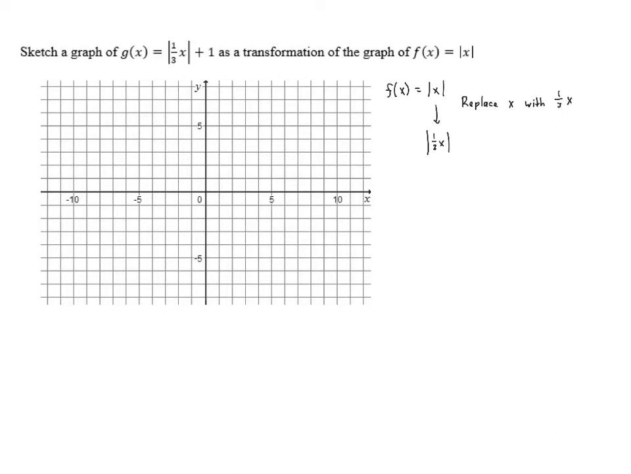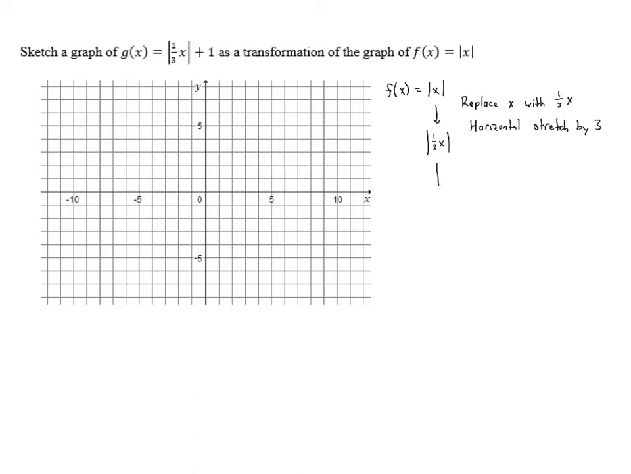But remember, when we're looking at horizontal stretches and shrinks, when we multiply by something that's less than 1, it ends up being a stretch of 1 over whatever this number is. And 1 over 1/3, or 1 divided by 1/3, is 3. So we're going to have a horizontal stretch by a factor of 3.